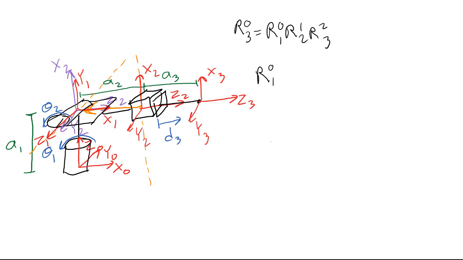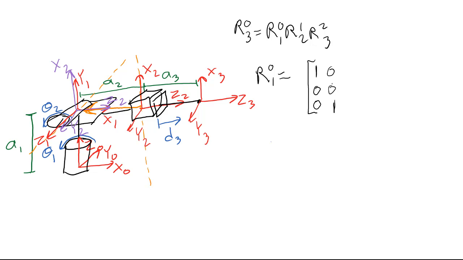Let's start by finding R01. We'll first do the part of the matrix that represents how frame 1 is rotated relative to frame 0 now, before theta 1 has moved at all. x1 is in the same direction as x0. So the projection of x1 on x0 is 1. Since x1 is perpendicular to y0 and z0, those numbers will be 0. y1 is in the same direction as z0. So the projection of y1 on z0 is 1. And it's perpendicular to the other axes.